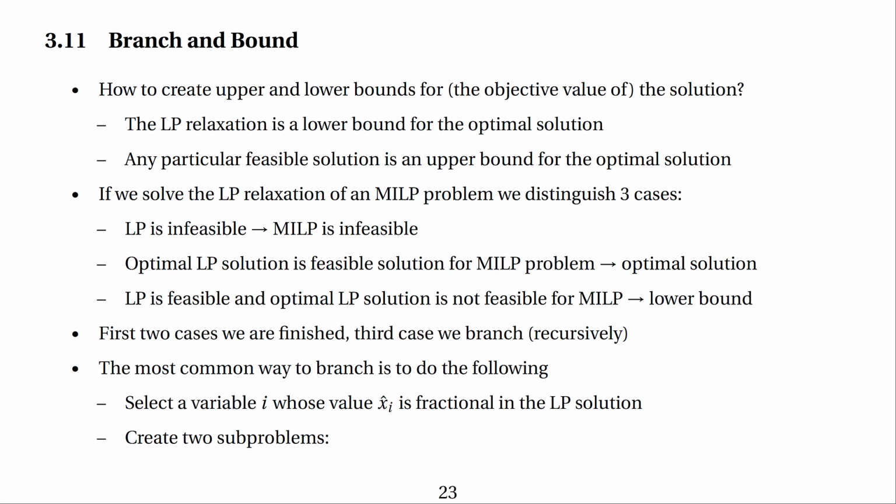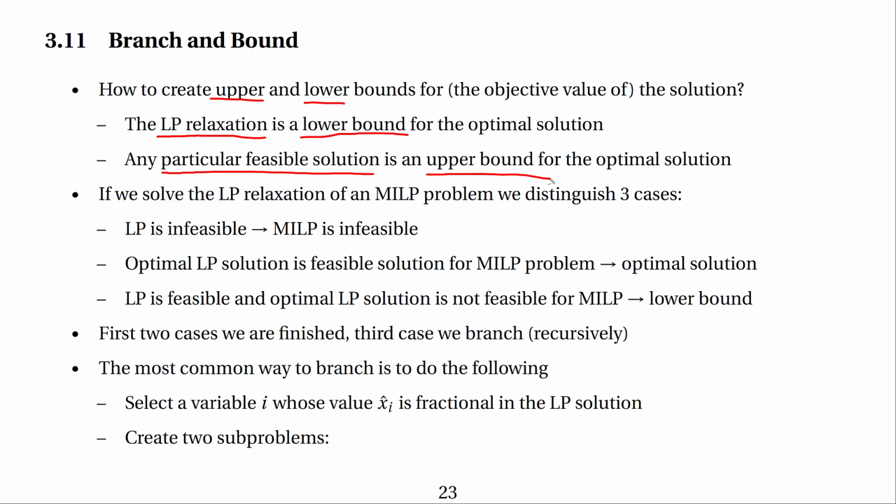All right, since we talked about branch and bound, let's first think about bounds. How can we create an upper and a lower bound for the objective value of the solution? We assume that we try to minimize the objective function here. So if we run the linear program that does not have any of the integer constraints, we call that the LP relaxation. And if we use this LP relaxation, that gives us a lower bound for the optimal solution. So the optimal solution cannot be better than this.